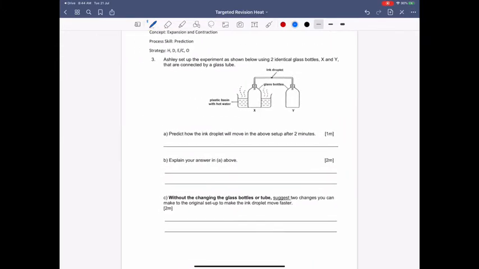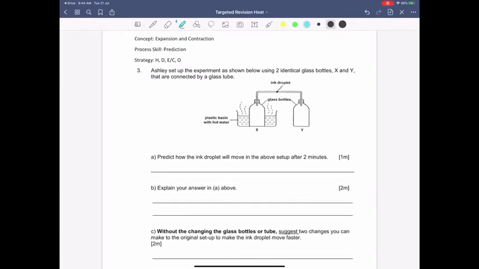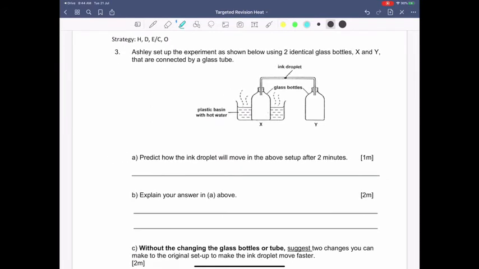All right, moving on to the next question. We know that we need to read the question first, right? So in this question, they tell you that 2 experiments were being set up using 2 identical glass bottles X and Y. Now, in the question, you see things like hot water, okay? This will give you a hint that it's actually a heat topic.